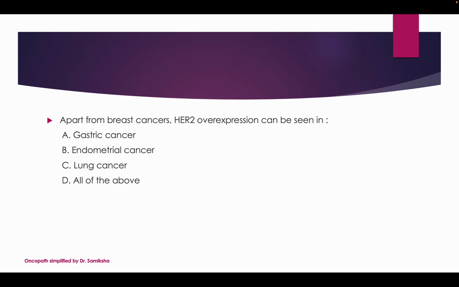Now, a quick question for all of you. I would really appreciate it if you can give the answer to this in the comment section below. Apart from breast cancers, HER2 overexpression can be seen in which of the following cancers? A. Gastric cancer, B. Endometrial cancer, C. Lung cancer, D. All of the above. I will be posting the answer after a week in the comment section.